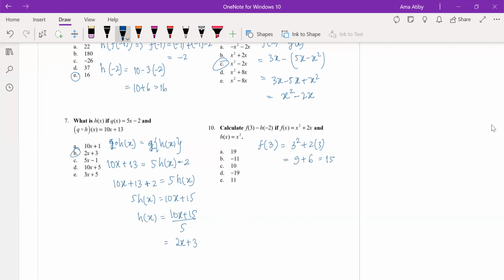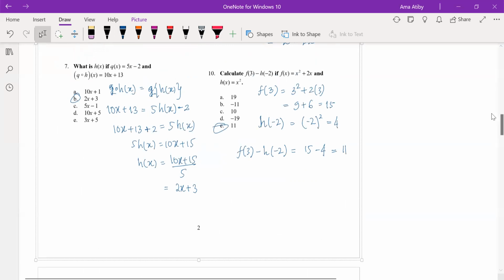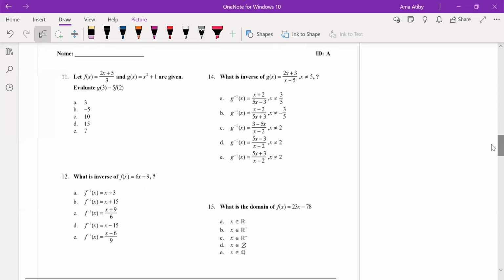Then we calculate what is h of negative 2? H of negative 2 is negative 2 squared. So it is 4. And therefore, f of 3 minus h of negative 2 equals to 15 minus 4. And it is equals to 11. So the correct answer is E. All right, so now we move on to question number 11. So we have more interesting questions. The more questions that we are solving, the more expert we will be.